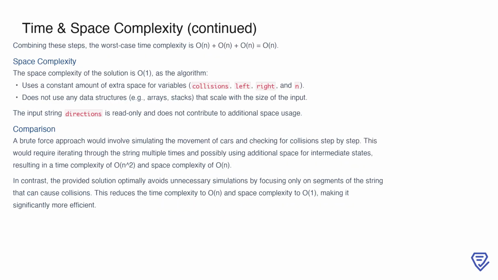When we combine all these steps, we see that the overall time complexity in the worst case is the sum of O(n) for skipping L, O(n) for skipping R, and O(n) for counting collisions, which simplifies to O(n).